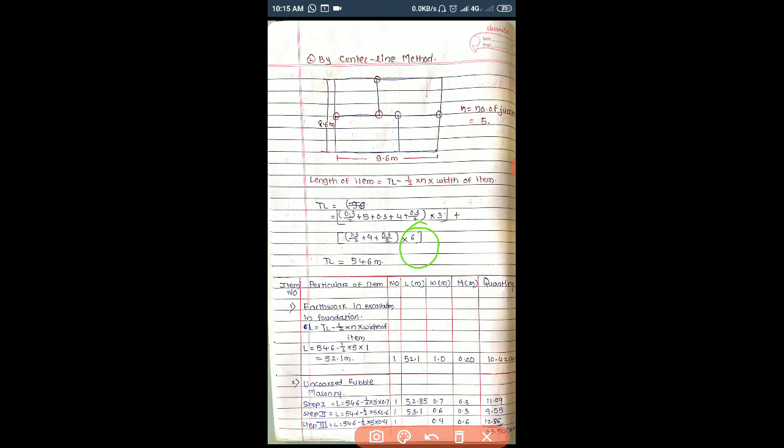Make sure all the dimensions are in meters. The first item is earthwork in excavation. The first thing we do here is the calculation of length. Total length is 54.6, minus 1/2 into n, the number of junctions, 5, into width of item 1. By doing these calculations we get a 52.1 meter length of wall.